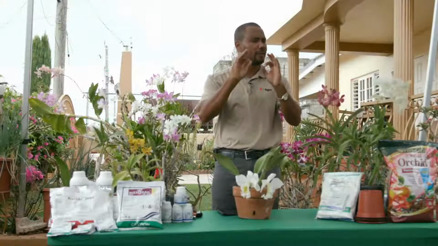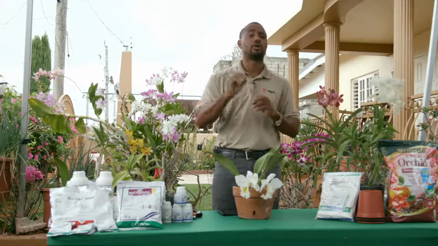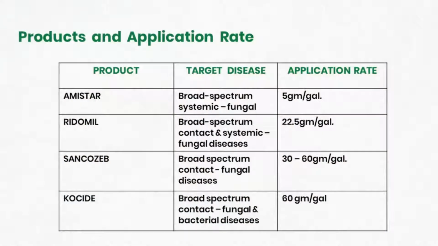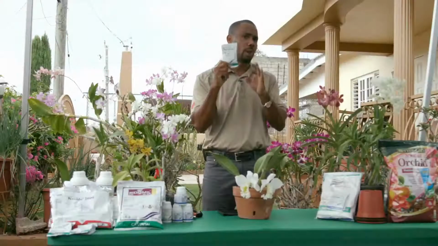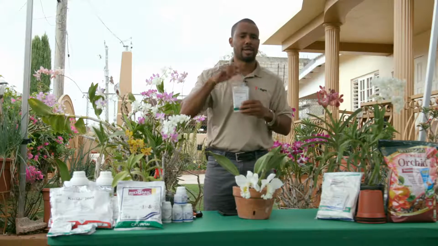Orchids, and I want to give you the dosage rate for each of these products. So, of course, grab your pens quickly. Amistar, of water. In simple terms, a teaspoon per gallon of water.